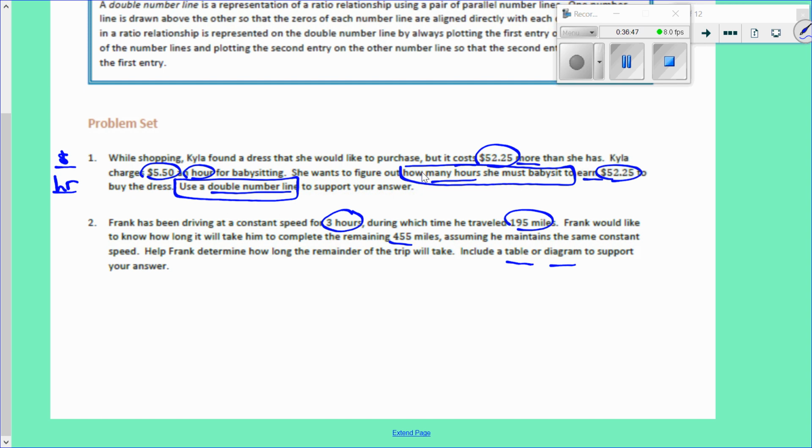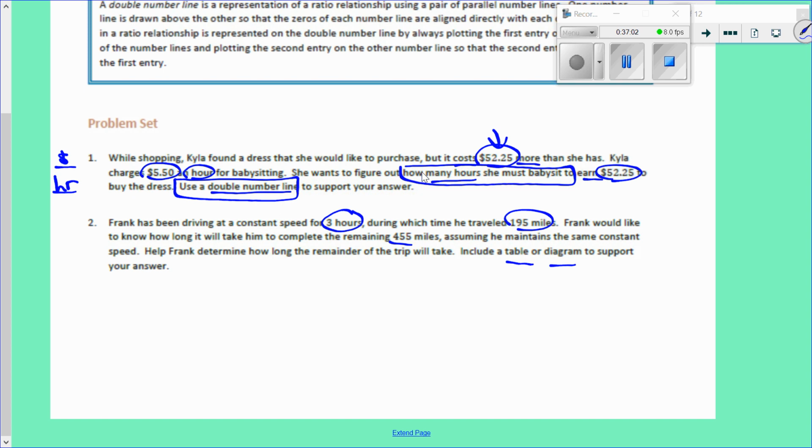$5.50 and 1 on the dollars. Or 1 on the hours, sorry. And then you're just going to keep going until your dollars piece gets past $52.25. I'll give you a hint. It's going to be halfway between two intervals, so that's a huge hint.